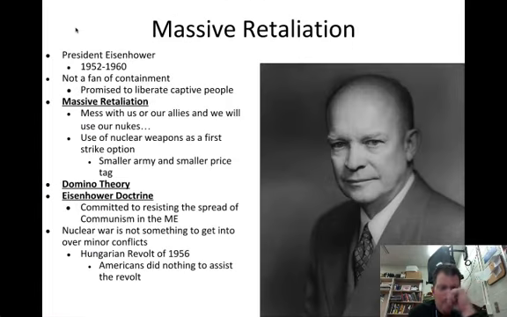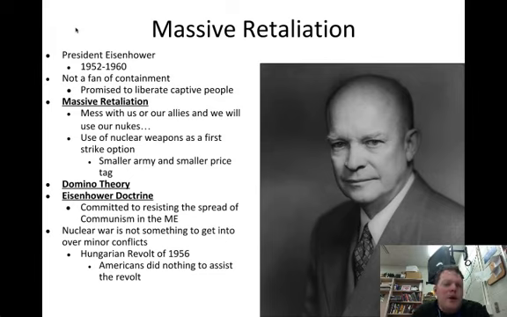All right. So our last topic for the day is to talk about President Eisenhower, who's our second Cold War president. He serves for most of the 50s. He's not a huge fan of containment. He feels it's kind of cowardly not to go and liberate captive people. So he's going to have some different policies that he's going to put into place.